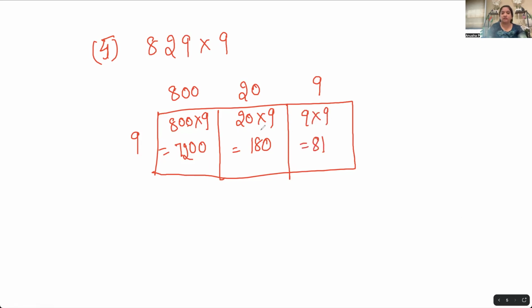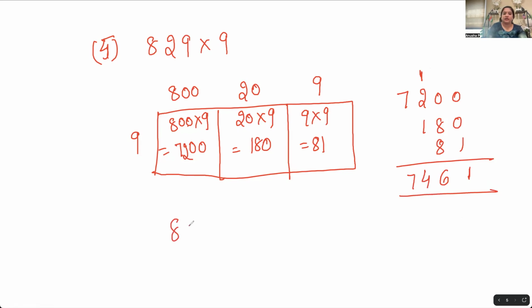Now in area model, we will add all the three answers in the box. 7,200, 180 and 81. 1. 8 plus 8 is 16. When you get a carry, you'll write on the top of the next number. Now you will add all the three numbers. 2 plus 1 is 3, 3 plus 1 is 4 and 7. 829 times 9 is equal to 7,461.